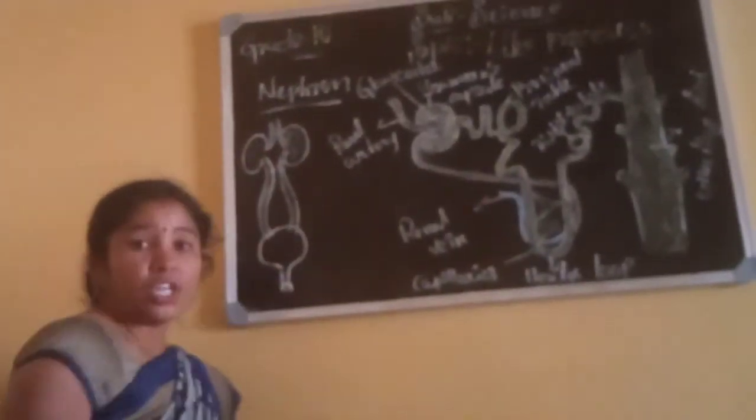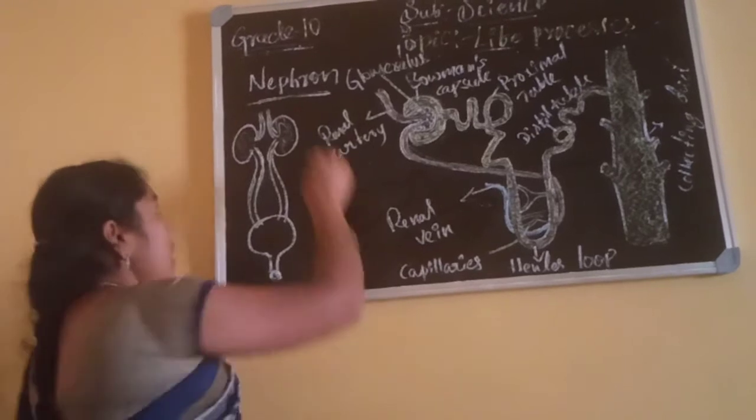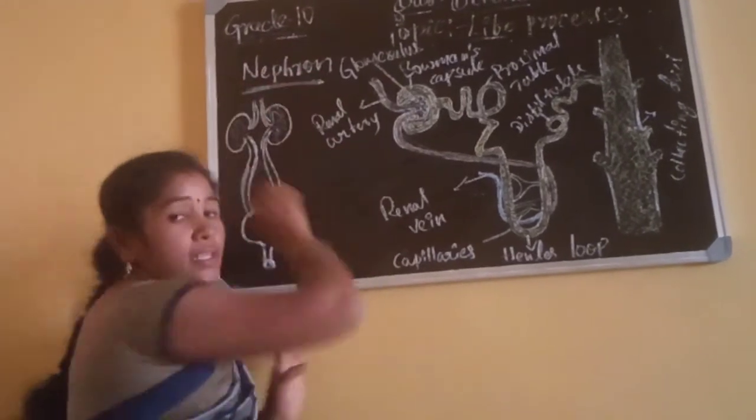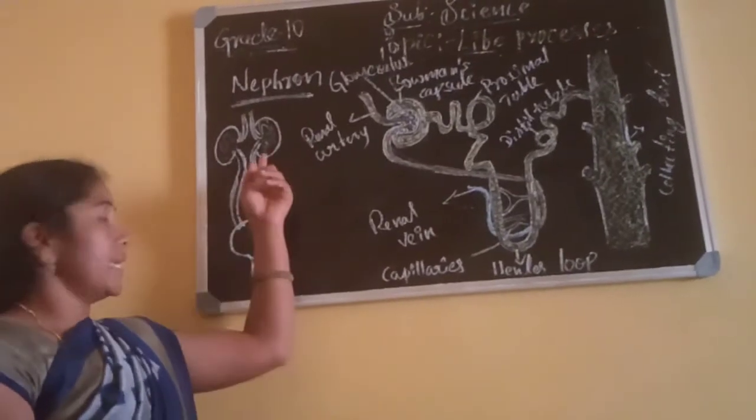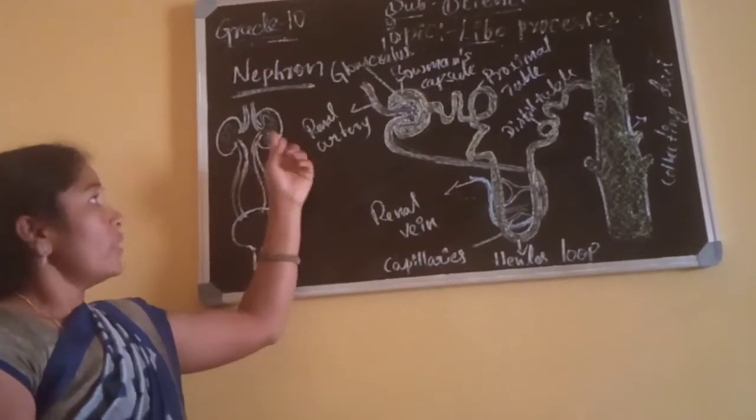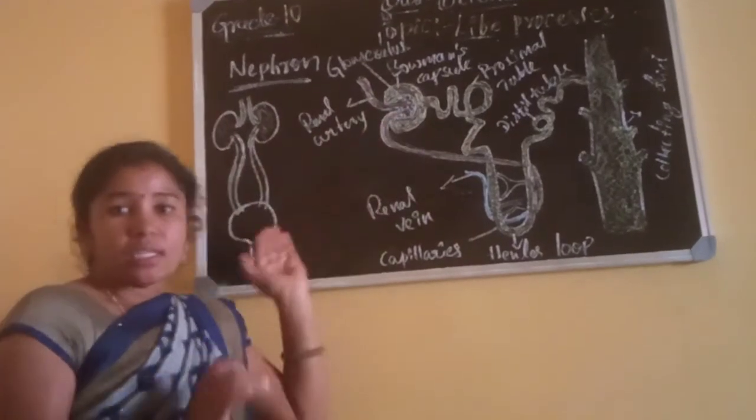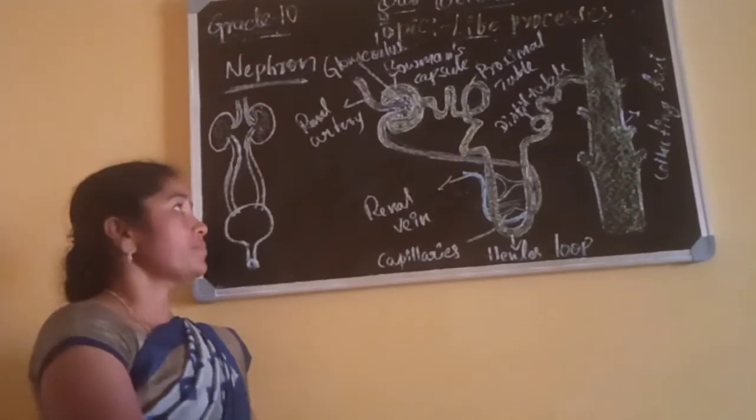What is that filtration unit? That is the nephron. Nephron is the functional filtration unit. It is present in the kidney. Understand? Now let's see the structure and function of the nephron.